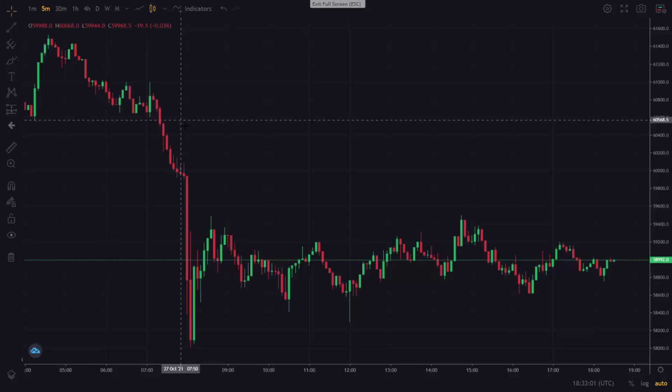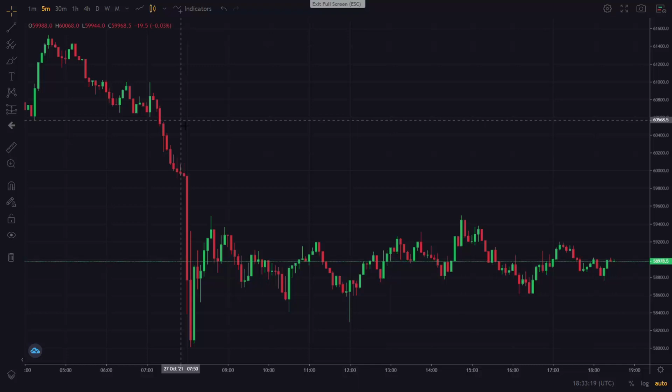Welcome to Ninja Crypto Trader, and today we'll be taking a look at another scalping or day trading strategy that you can use with cryptocurrency. This strategy can be used for both scalping and day trading, and thus I will use both the 5-minute and 1-hour time frames to show how this strategy works. So let's get right into it.